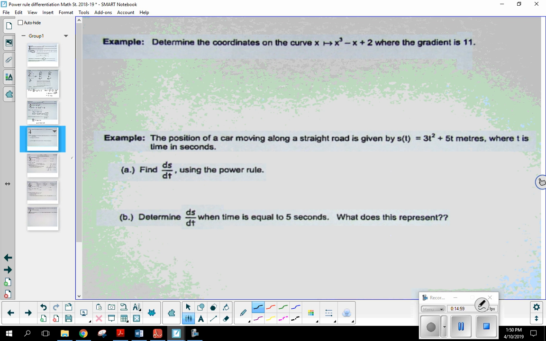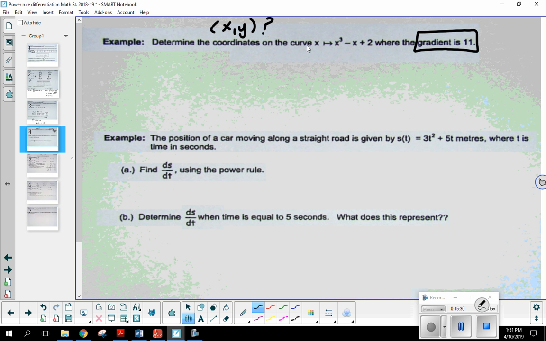Good. Okay. Determine the coordinates on the curve y equals x cubed minus x plus 2, where the gradient is 11. So this one's different. We are working backwards. What's it giving you this time? This time it's giving you the slope. I want to know what the coordinates are. What are the locations where this function would have a tangent line whose slope is 11?